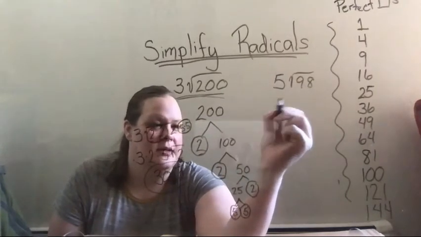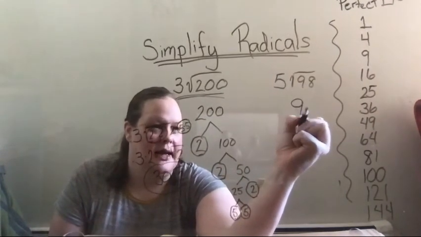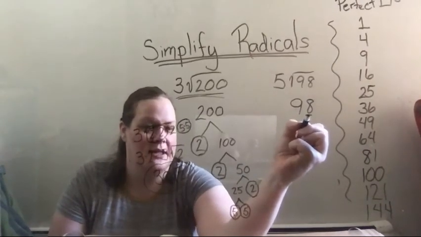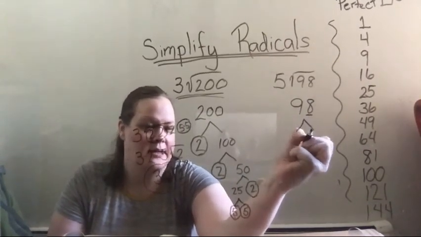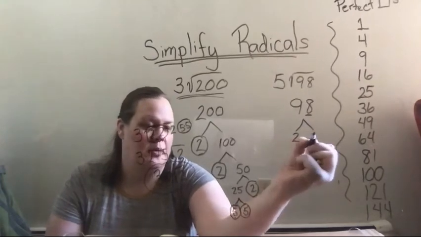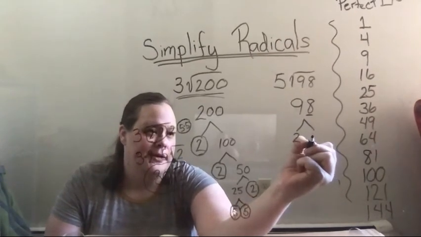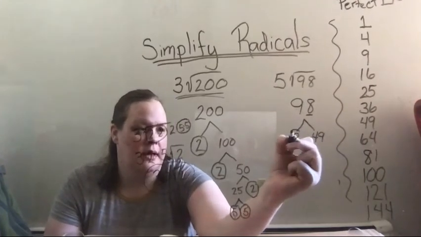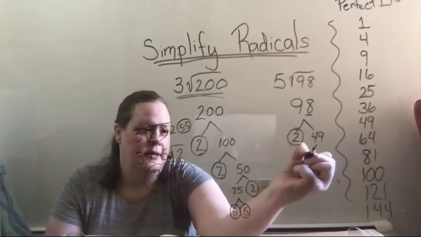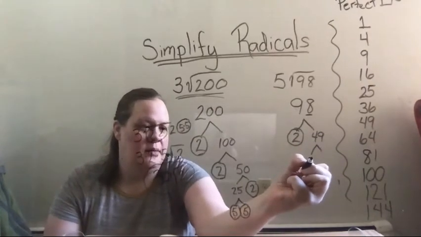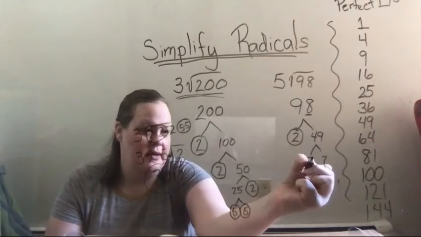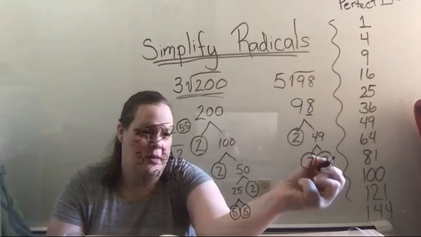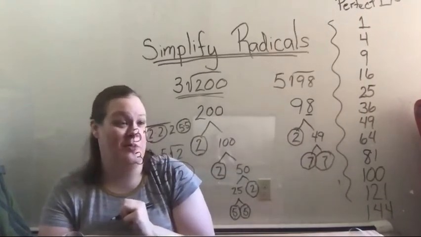Again, I'm going to take a look at this 98. Now, if you're not sure how to factor it, remember this is an even number, so I can always divide an even number by 2. And then this is going to be 49. Okay, 2 is the end. 49 can become 7 times 7. Those are both prime numbers. I can't simplify them anymore.